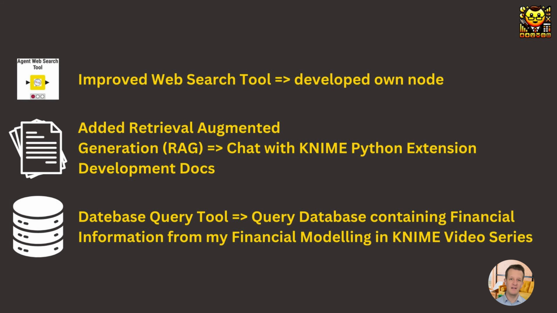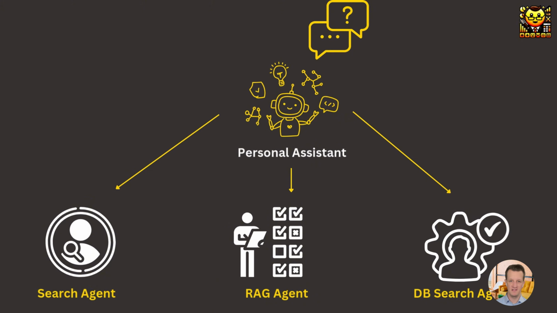And then I've put that all together in a new example that we will see in just a little bit, which is a personal assistant agent that delegates my questions to specialist agents. So first of all, there's a web search agent that uses a new web search tool, and this agent will be tapped whenever there's a general question on recent information.